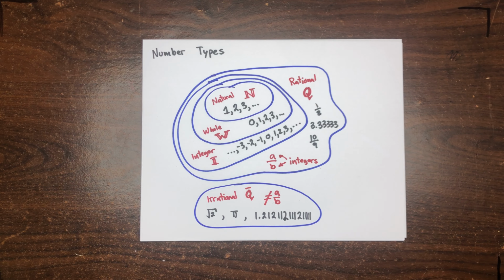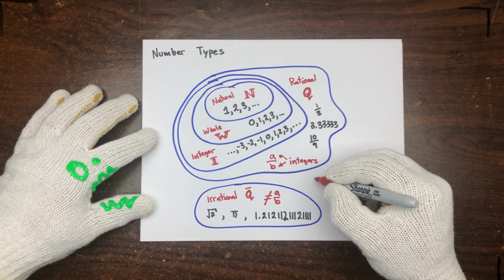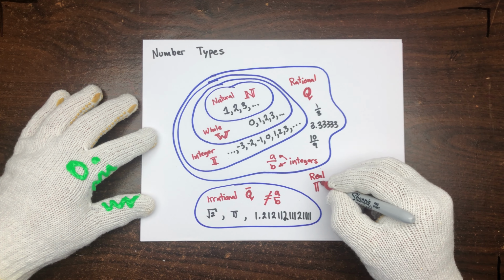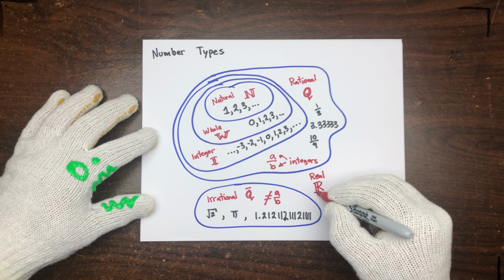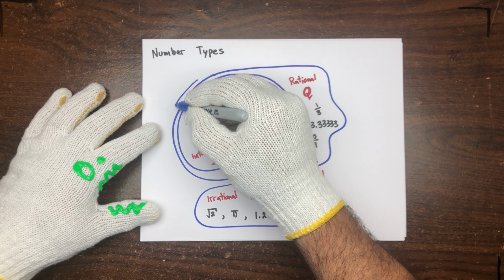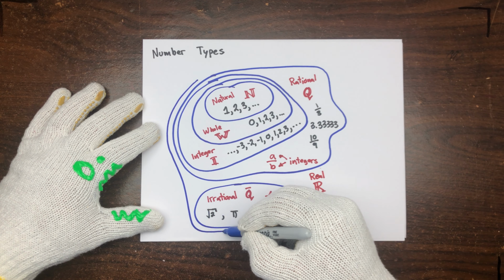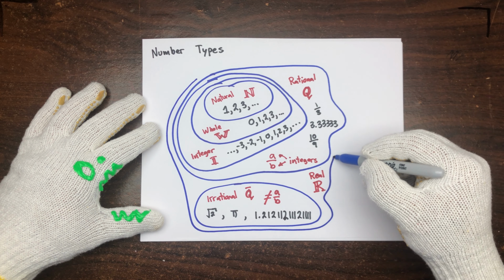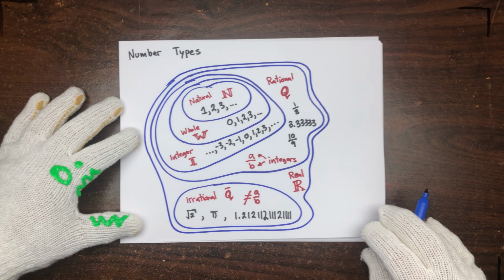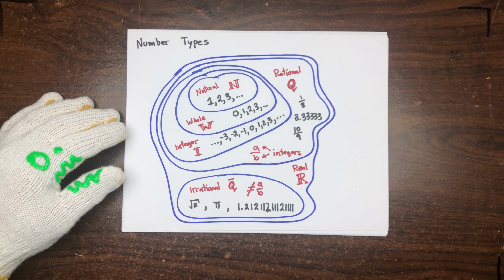But all these numbers all combined are all part of the real number system. Those are all real numbers.